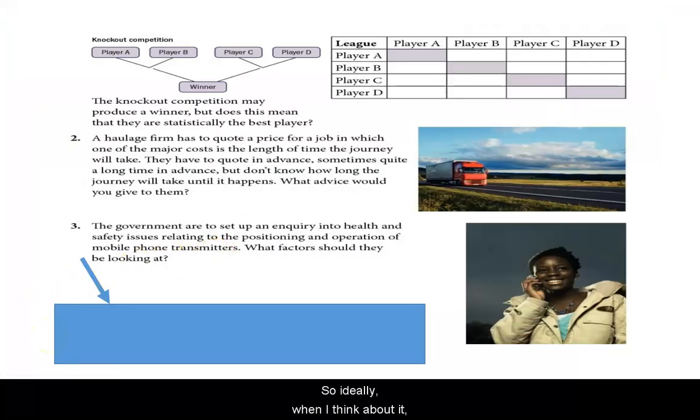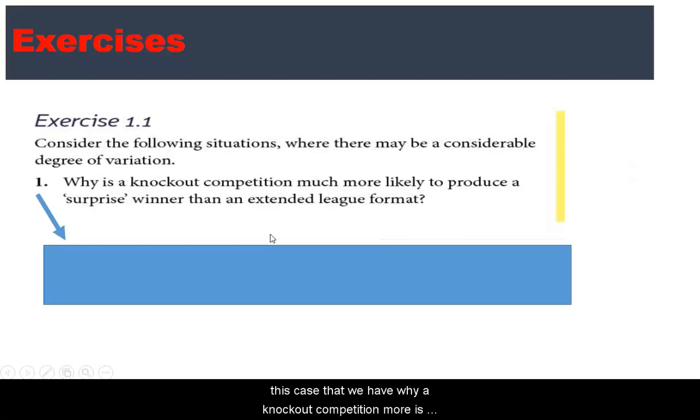Ideally, when I think about the answer that could be given in this case, why is a knockout competition much more likely to produce a surprise winner? It's because we can think about it in terms of long-term form. Long-term form plays an important part in an extended league format.